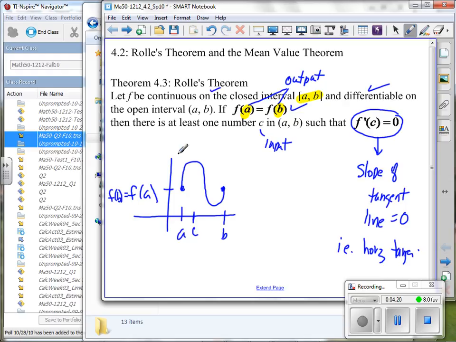There is at least one. What does at least tell us? Could be more than one. We're guaranteed of at least one. Okay? On mine, I have how many? 2 of them. Samip, on yours, how many do you have?